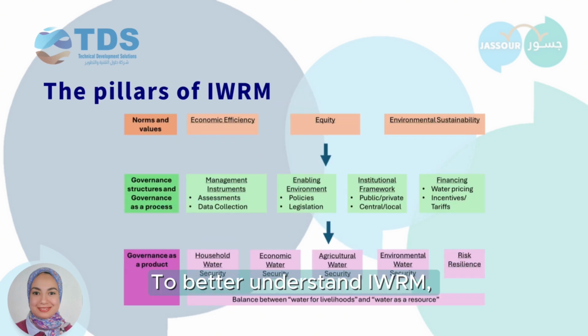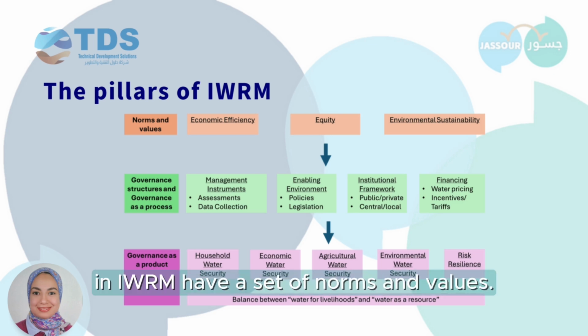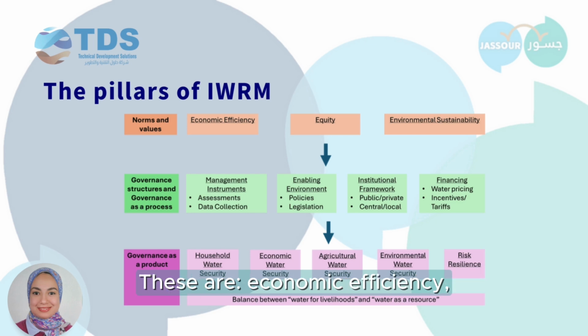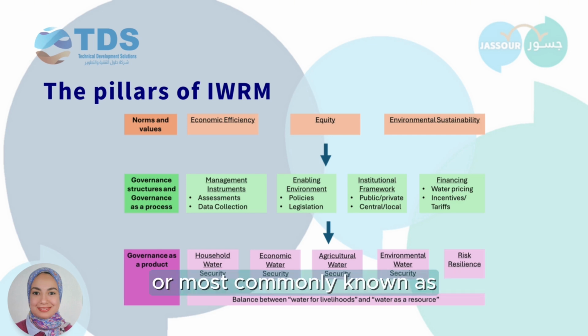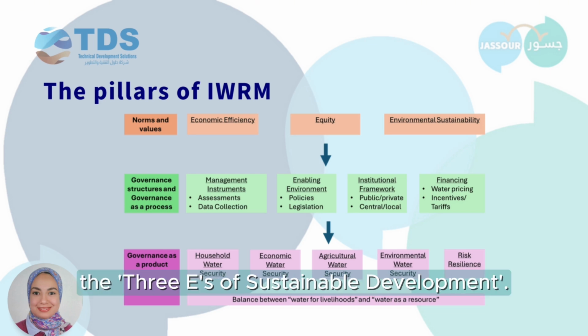To better understand IWRM, we need to know its pillars. Different stakeholders in IWRM have a set of norms and values. These are economic efficiency, equity, and environmental sustainability, or most commonly known as the three E's of sustainable development.